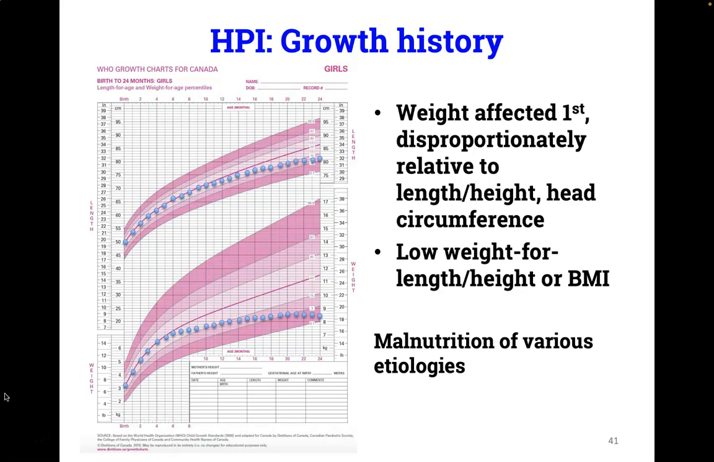The first thing is that when you look at the pattern, the weight Z score is what decreases first, and so you can see that on the bottom. And then because the weight Z score decreases more prominently, the weight relative to the length, or the BMI, is often low, which is not featured in this curve, but would be a prominent feature, and as we mentioned, is also considered in our definitions for malnutrition. So that's why this would lead you to believe malnutrition of various etiologies, and again distinguishes it from some of those failure to thrive masqueraders like familial short stature.